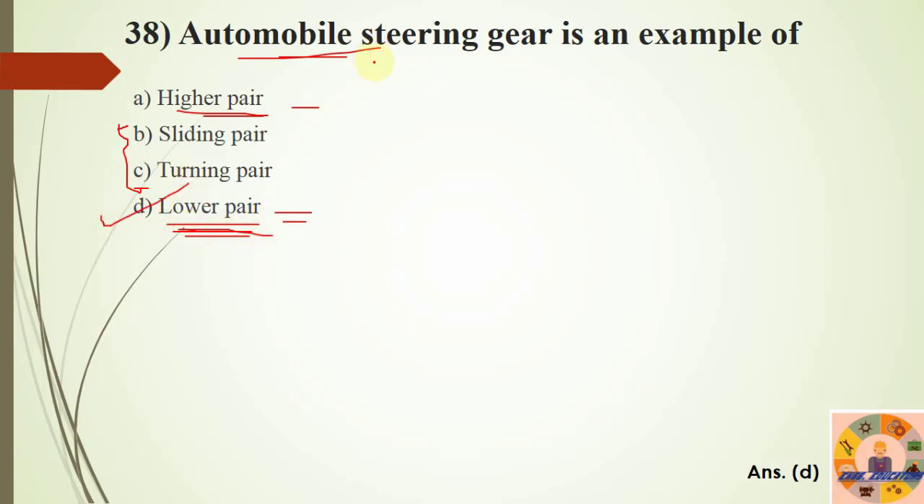Here there are two types of automobile steering system: Ackermann steering system and Davis steering system. In Davis steering system, it has the sliding pair, and in Ackermann it has only turning pair. So both will be under lower pair. So the right option will be option D.